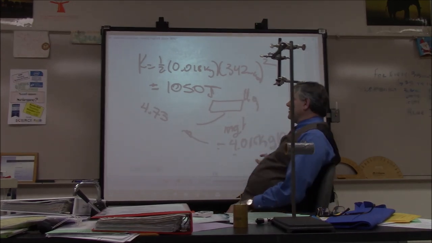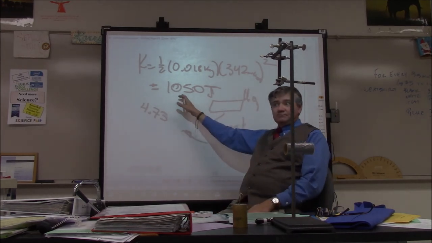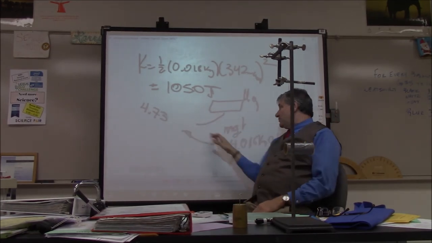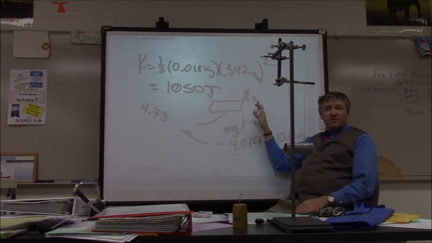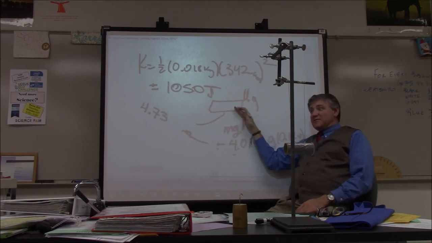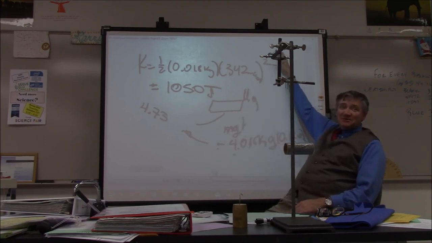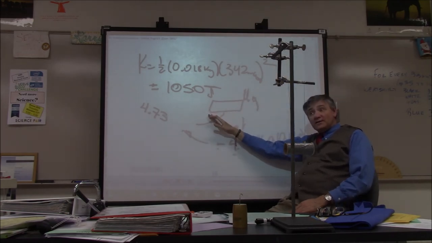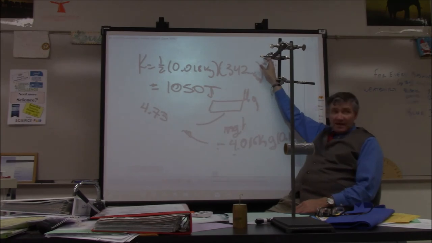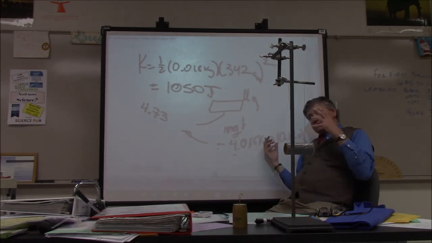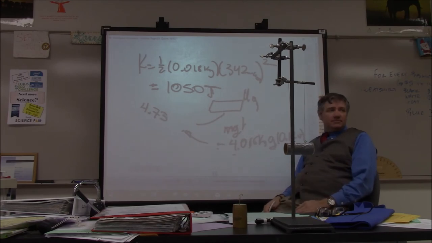Now, if this had been a purely elastic collision, this thing would end up with 1,050 joules of potential energy. That means this thing would have gone really, really high because all of that energy went into it. That's how much energy you would have afterwards. Okay? But it didn't, because we lost so much energy in that collision. Got that?